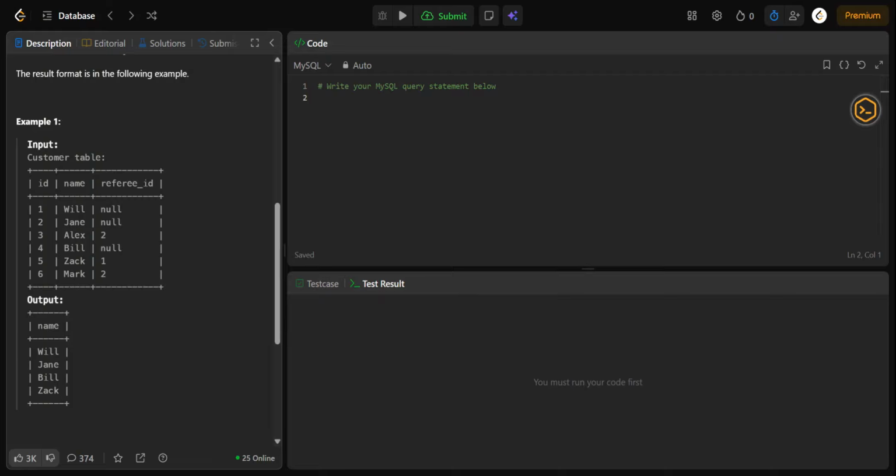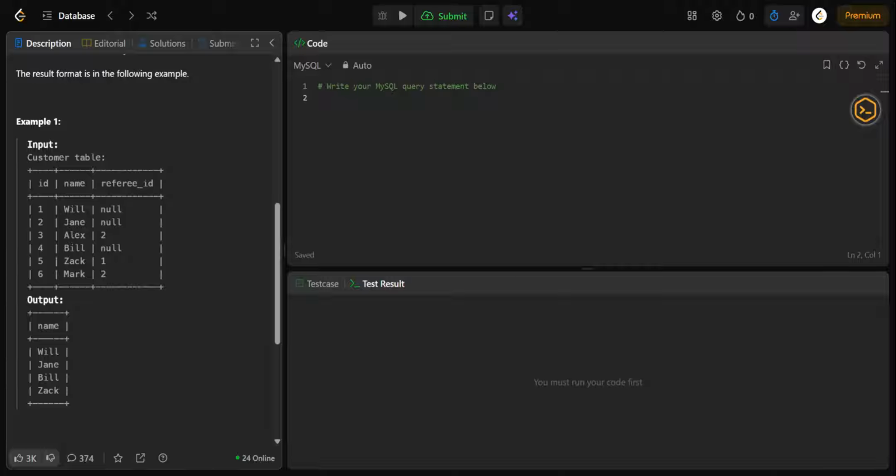For example, take this example: the customer is Jack, and the referee ID is 1. This means Jack was referred by the customer with ID equal to 1, which is Will, as you can see. The ID 1 is Will. I hope you understand it very well.